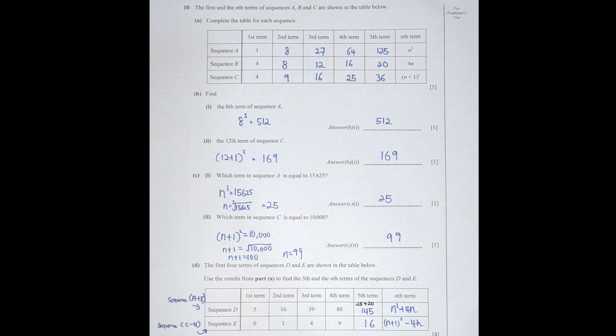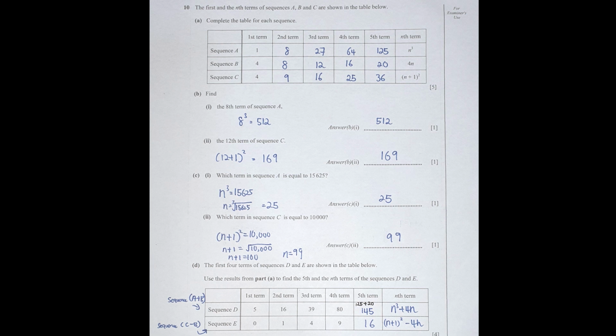Sequence D and sequence E are slightly tricky, where you are required to use the information available in part A, the table, to double check the results. Sequence D is the addition of sequence A and B, so your result should be n cubed plus 4n. So your fifth term is 125 plus 20, which is 145.